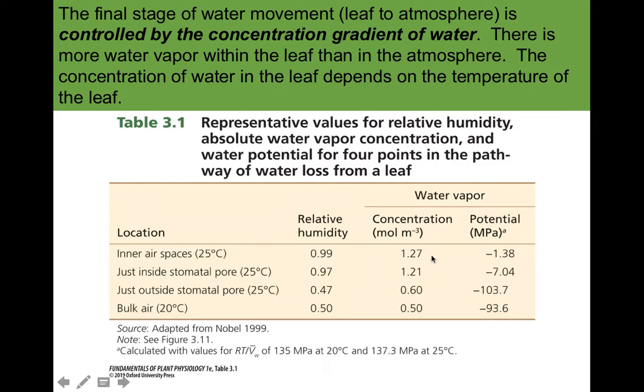It's about 1.7 moles per meter cubed. And then just outside the stomatal pore, we see a much lower relative humidity, and we can calculate the concentration at 0.6. And then bulk air at 20 degrees has a concentration of 0.50. Even though it's more humid out here, the actual concentration is going to decrease because the temperature is lower and it can't hold as much water vapor. So it's this concentration gradient that is going to be the driving force for water movement from the leaf spaces to the atmosphere.